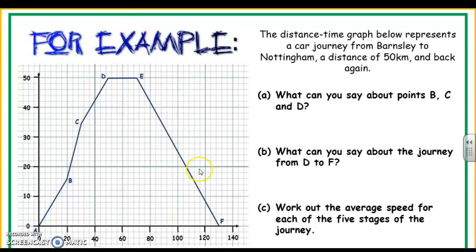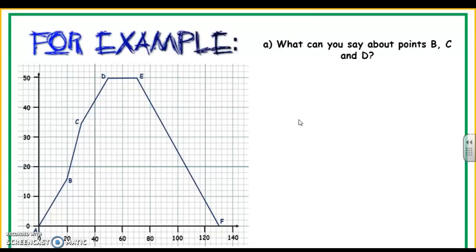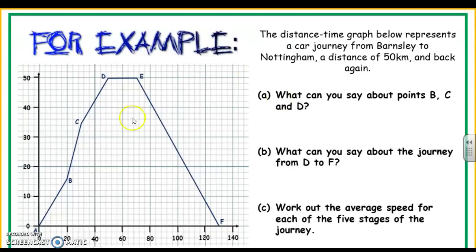So again, if we look, there's this time where the slope, the gradient, is negative, right, and that tells us that we're returning back to where we started from. Okay, so if I say points B, C, and D, what I know about points B, C, and D is that they're all along the way from Barnsley to Nottingham. Okay, and from D to F, I know that I stopped. I stopped and rested in Nottingham for a bit.